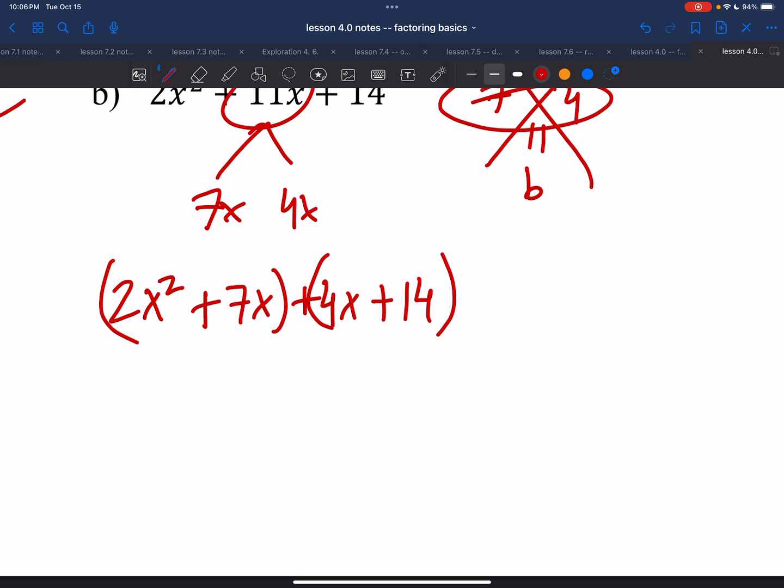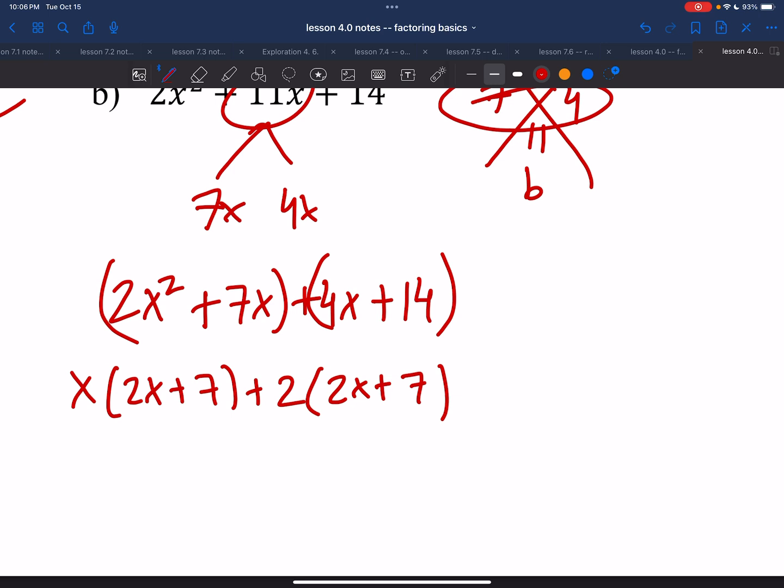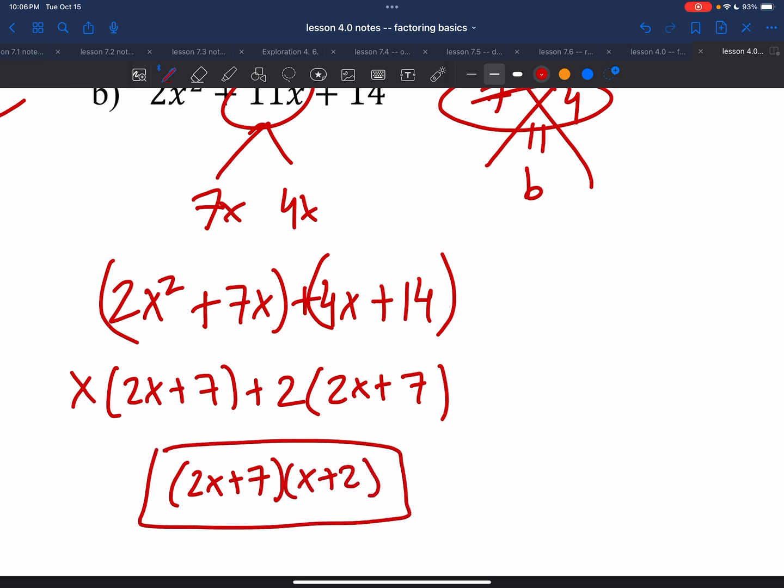GCF of the first one is an x, and then you get 2x plus 7. GCF of 4 and 14 is 2, and that leaves you a 2x plus 7 again. So 2x plus 7 is the common factor that you can pull out, and what's left behind is x plus 2. And ta-da, we're done again.